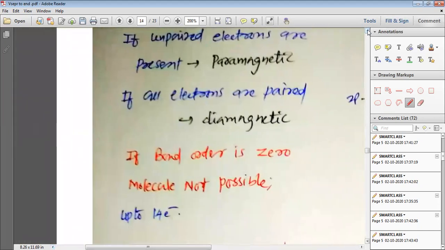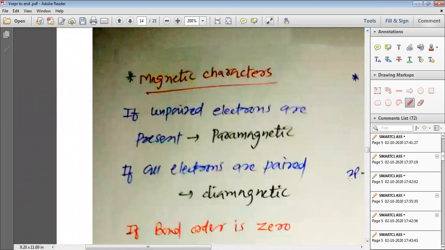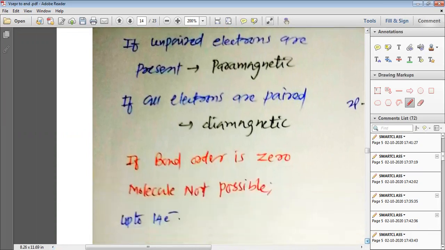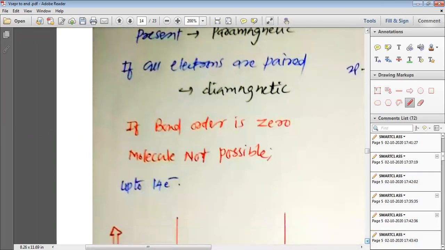Now whatever order I have explained, I am going to explain this to you once again. But before that, let us understand the magnetic characters. If there are unpaired electrons present in the molecule, it is paramagnetic in nature. But if all the electrons in the molecule are paired, we call it diamagnetic in nature. If the bond order is 0, my dear students, the molecule is not possible. Remember that if the bond order is 0, we can easily say that the molecule is not possible.